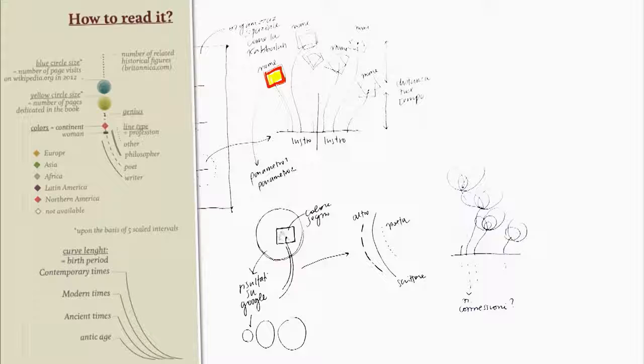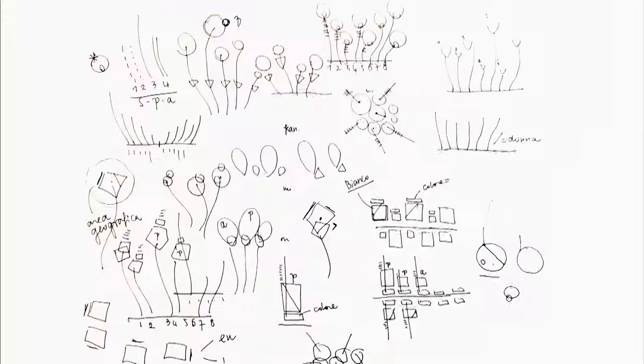which were the author's information on their birth period, which is the length of the arc, the profession, which is the type of the line, the continent they came from, which is the color of the little square, if they are men or women, but also the number of pages that Bloom dedicated to each author, which is the dimension of the yellow circle. And then we had this comparison on the number of page visits for the Wikipedia page of the author, which is the blue one on top, so seeing if Bloom was right about people's preferences.